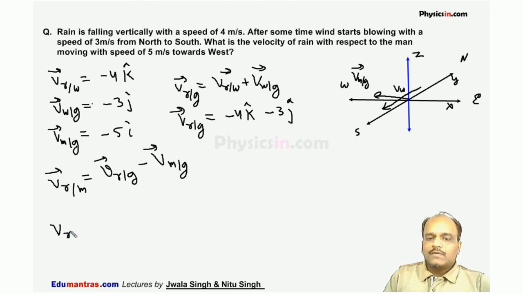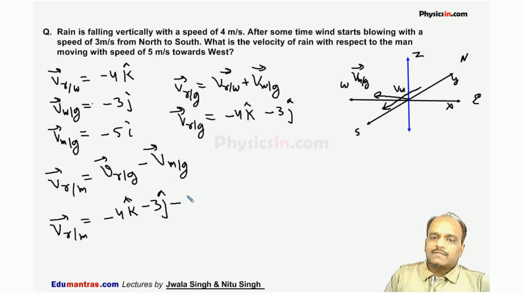So velocity of rain with respect to man is: rain with respect to ground is minus 4 k cap minus 3 j cap, minus velocity of man, which is minus 5 i cap, so it becomes plus 5 i cap. So it is equal to 5 i cap minus 3 j cap minus 4 k cap. This is the velocity of the rain with respect to man, in meters per second.